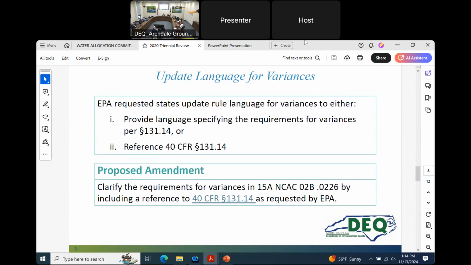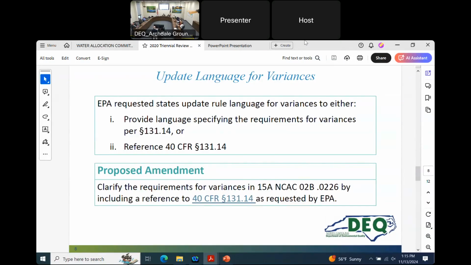So that brings us to the second proposed item. North Carolina currently has language in the 02B 0226 rule that basically states that the commission may grant variances to water quality standards. Through conversations with EPA during the past triennial review and this current triennial review, EPA has requested that states update their rule language for variances to better clarify what the requirements are to be able to get a variance.